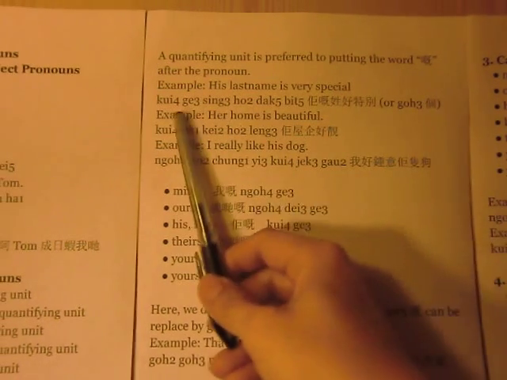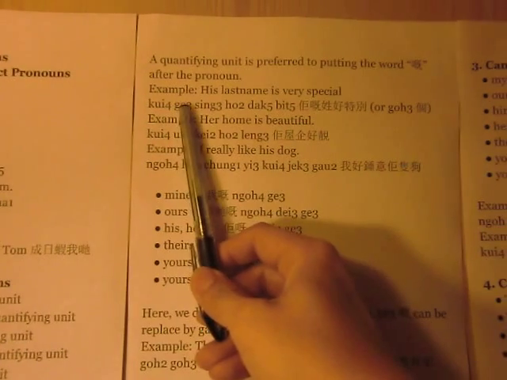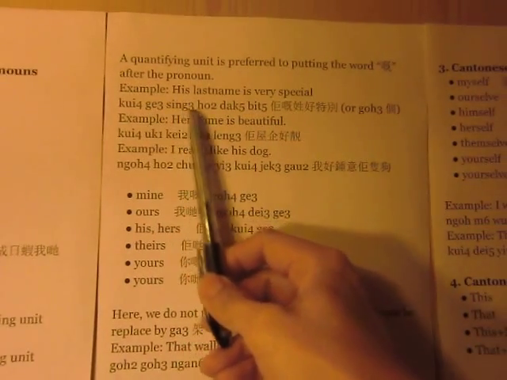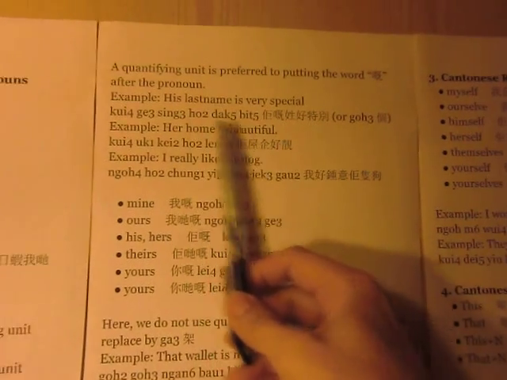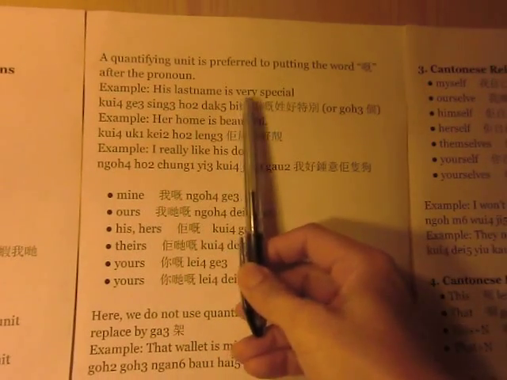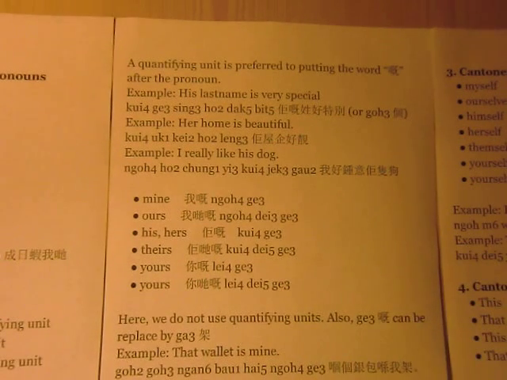Alright, so how do you pronounce 佢嘅姓好特別? 佢嘅姓好特別. Okay, so another example, her home is beautiful. Well, home in Cantonese is not quantifiable. Because home is not like a house.